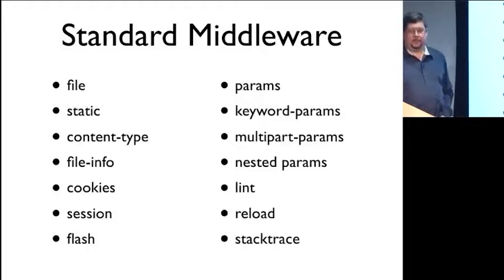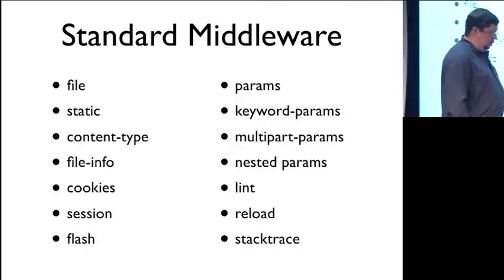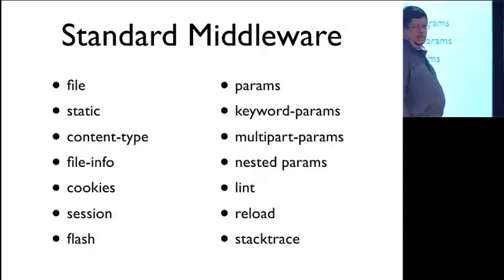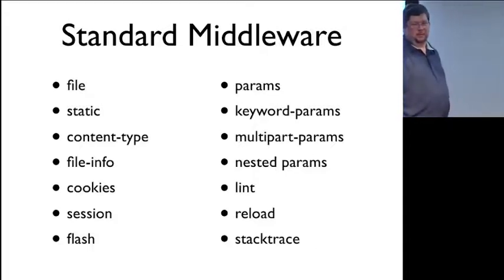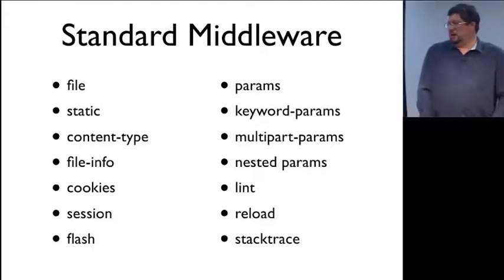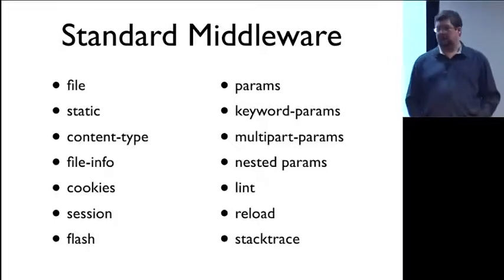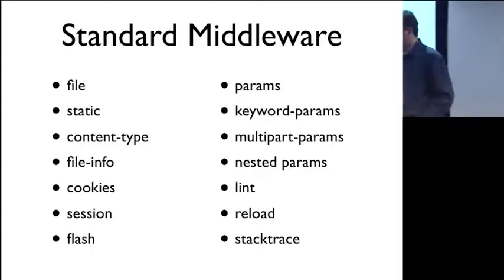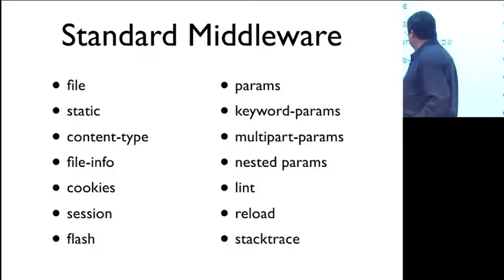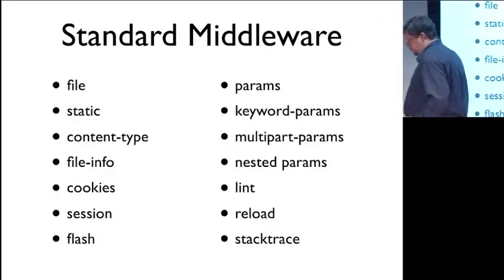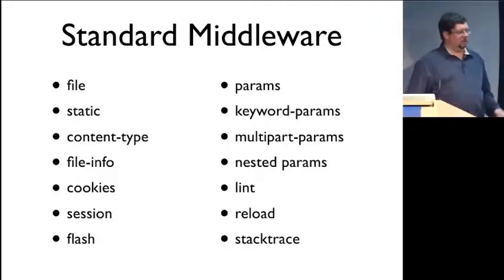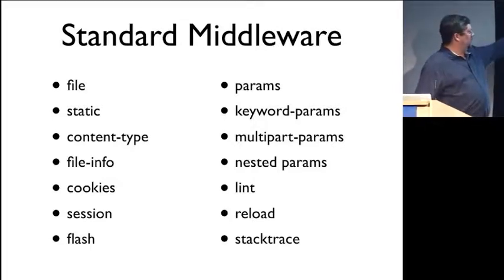Content type tries to guess from any dot suffix on the end of the URL path what the content type of the response might be and plugs it in for you. So .html or .gif or JPEG or PNG or something like that. File info should come before file or static.